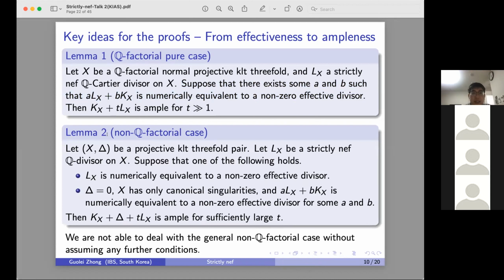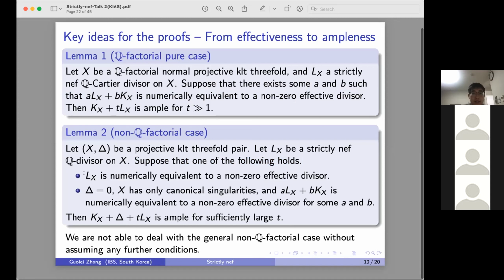This is not in the general form, because we need to assume some further conditions. In general, for the KLT case with non-Q factorial X, we are still not able to develop the most general form. So let's see the conditions here. Still with the same conditions as in lemma 1, except for the Q factorialness. In this case we also consider the pair case. So let (X, Delta) be a projective KLT threefold pair, and still there is a strictly nef divisor L_X here. We suppose that one of the following two conditions holds.